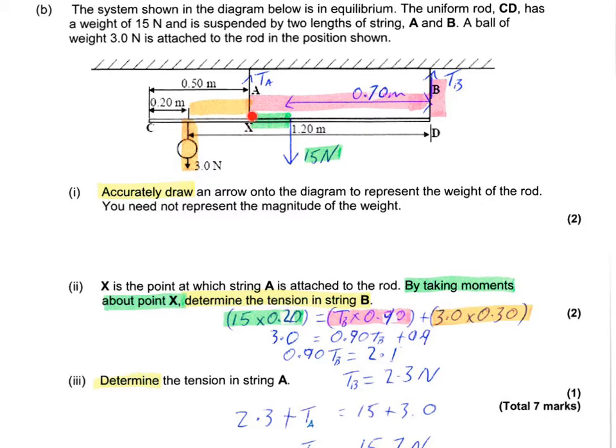So we're taking moments around this point here, and what have I got? Well, trying to turn clockwise, I've got the 15 newtons. That's 0.7 of a metre from the end. The string is 0.5 of a metre from that same end, so the distance between them is 0.2. And that's trying to turn in the clockwise direction.